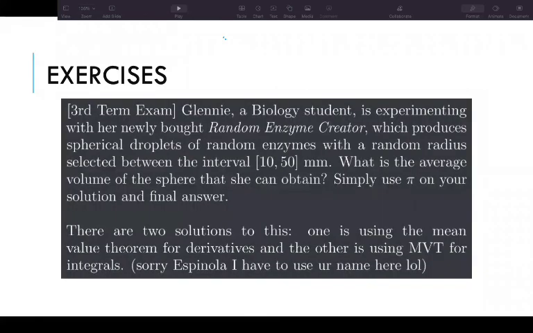Now, this is a problem from your third term exam. This can be solved with either the mean value theorem for derivatives or the mean value theorem for integrals. However, this time, we will be using the mean value theorem for integrals, which is much, much easier. Can you try solving this problem?